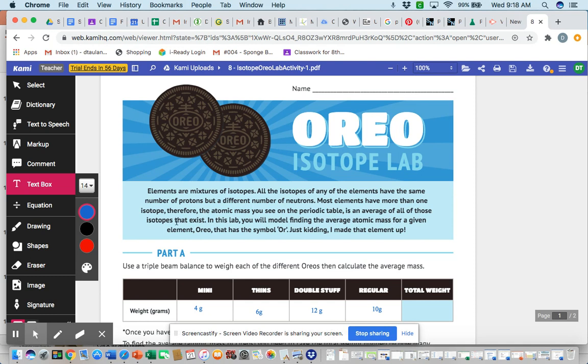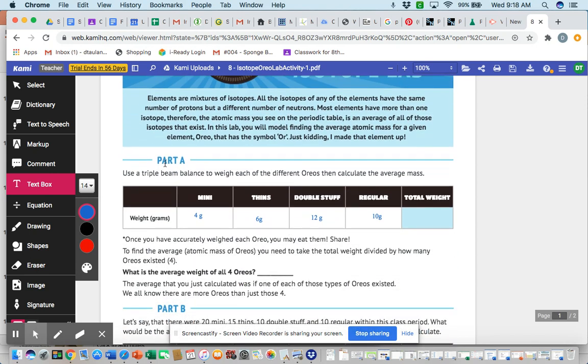Most elements have more than one isotope, therefore the atomic mass on the periodic table is an average of those that exist. So in this lab, you're going to model finding the average atomic mass for a given element, like an Oreo, that has the symbol Or. We're just making that up. In class, they're going to weigh the different types of Oreos, and I gave you the weights here. You are going to add that up.